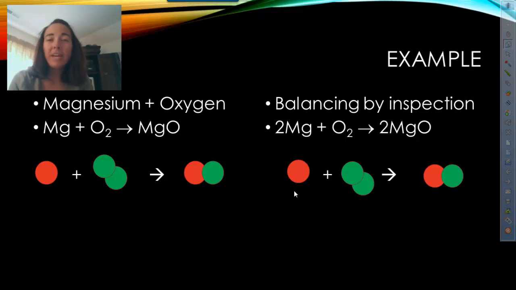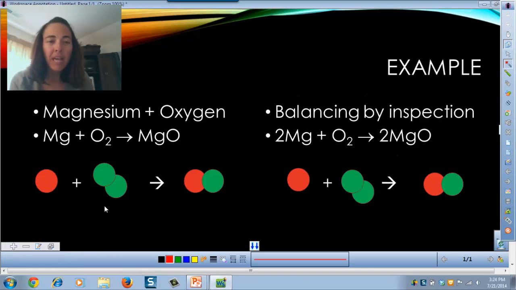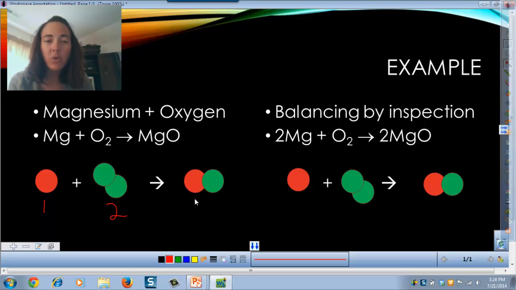Now there are two ways to balance. You can balance by inspection. Okay, and that's the first example that I have here. I've got the magnesium and the oxygen reacting together. And if you take a look here, let me switch to the pen that we have. I'm going to count magnesium on the left. I have 1 of those. Oxygens on the left, or the green circles, I have 2 of those. Then the product that I get, this is a synthesis reaction, it's magnesium plus oxygen. So I have 1 magnesium and 1 oxygen.